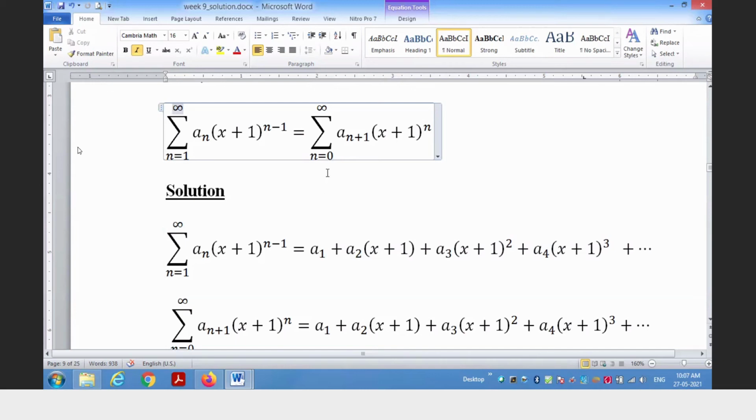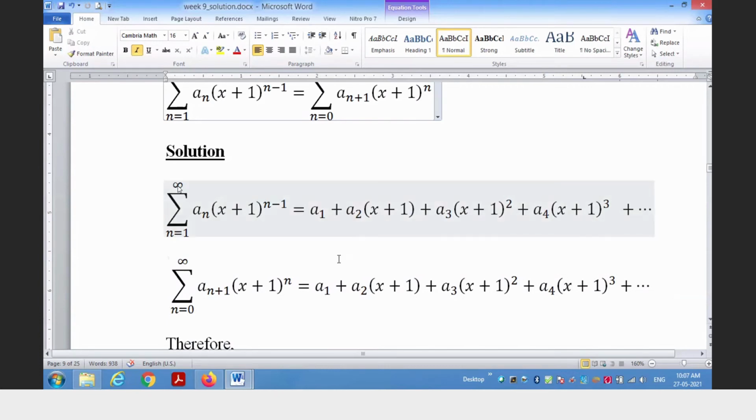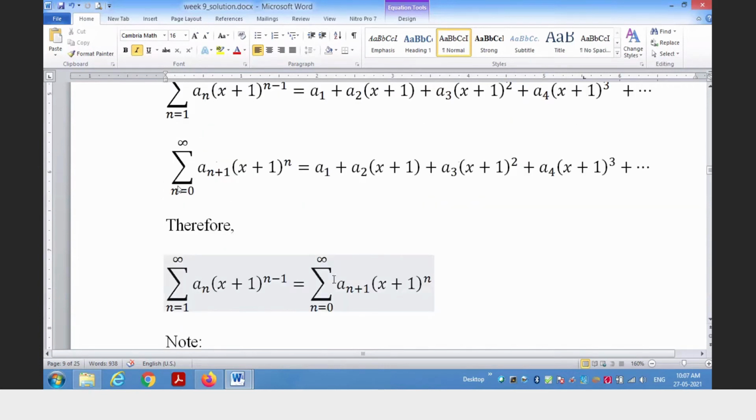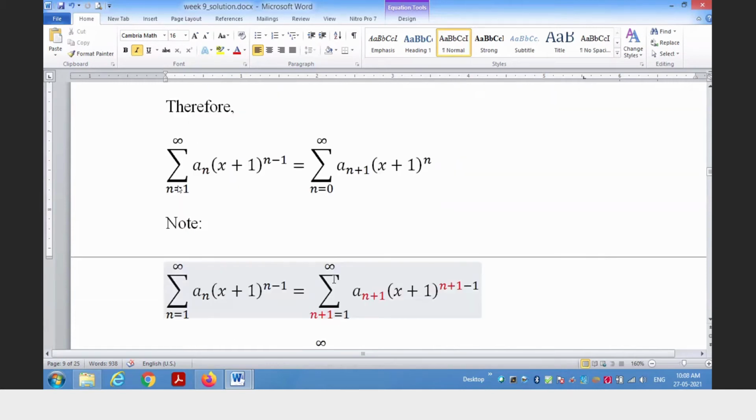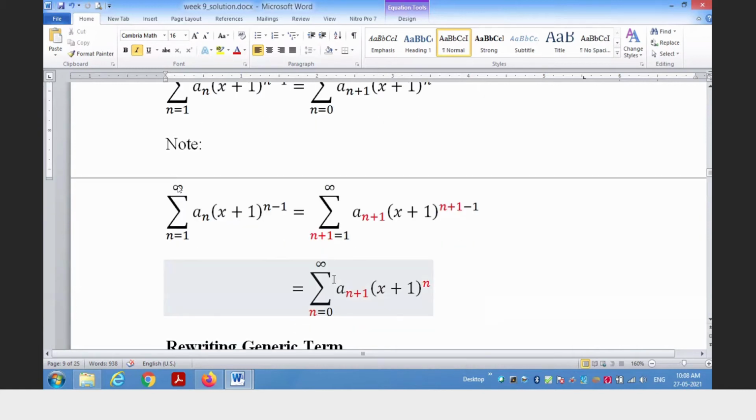Summation on the right hand side. Okay, and then you compare each term and they are the same. So you can conclude that those two summations are equal. Okay, and I also mentioned that the shorter way is we just change the index.